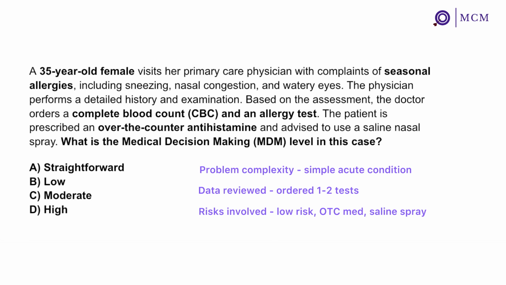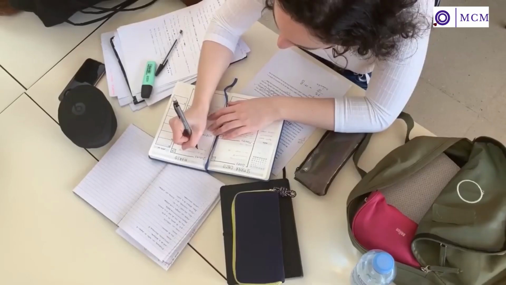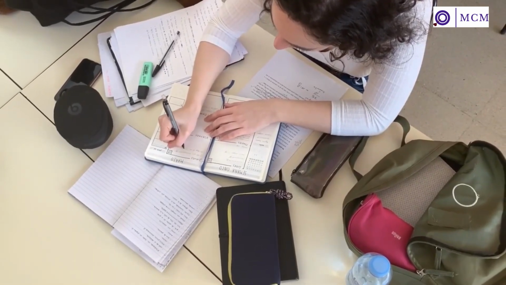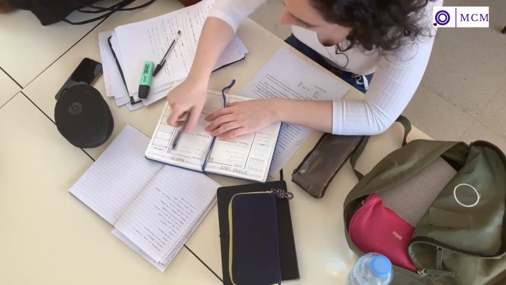Since the problem is uncomplicated, the data is minimal, and the treatment risk is low, this case qualifies as low MDM. So, when you see a mild illness, a couple of tests, and low-risk treatment, you can confidently select low MDM in the CPC exam. Keep practicing, and you'll master this concept in no time. Let's look at each MDM level in detail in coming videos.